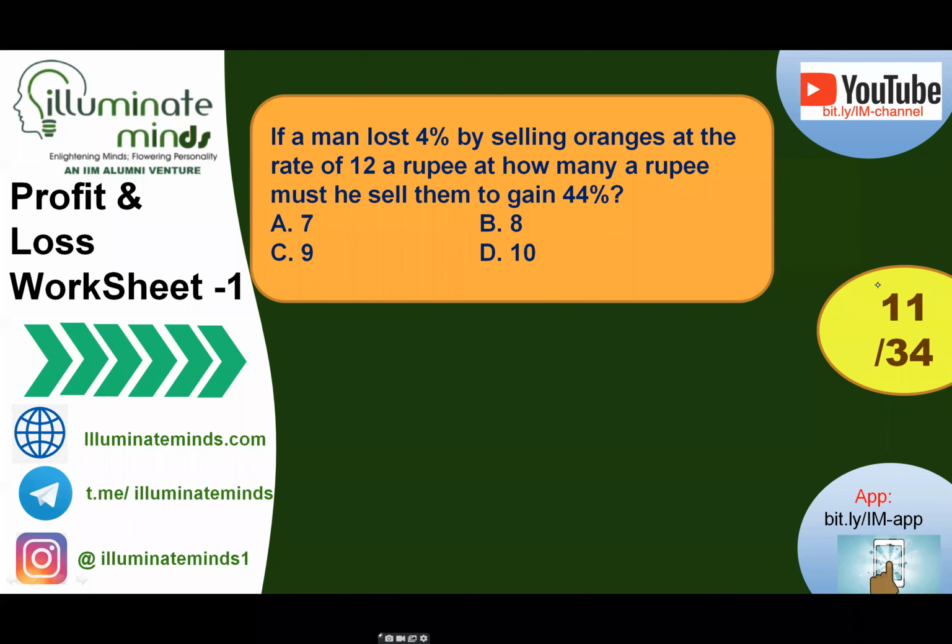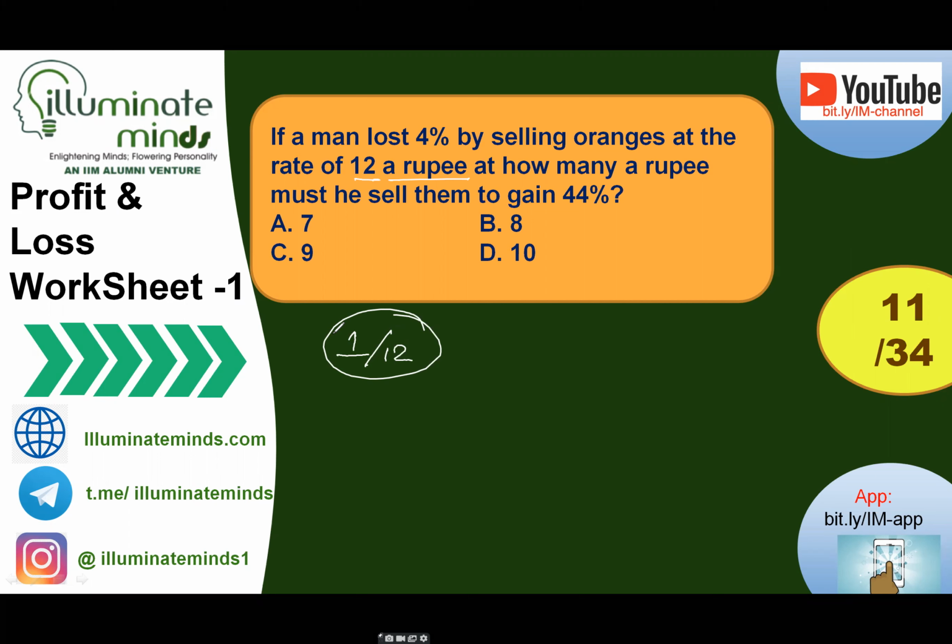Question number 11. If a man lost 4% by selling oranges at 12 for a rupee, at how many a rupee must he sell to gain 44%? At a rate of 12 a rupee, so that means for 1 rupee he is selling 12. So the price of each orange is 1 by 12.